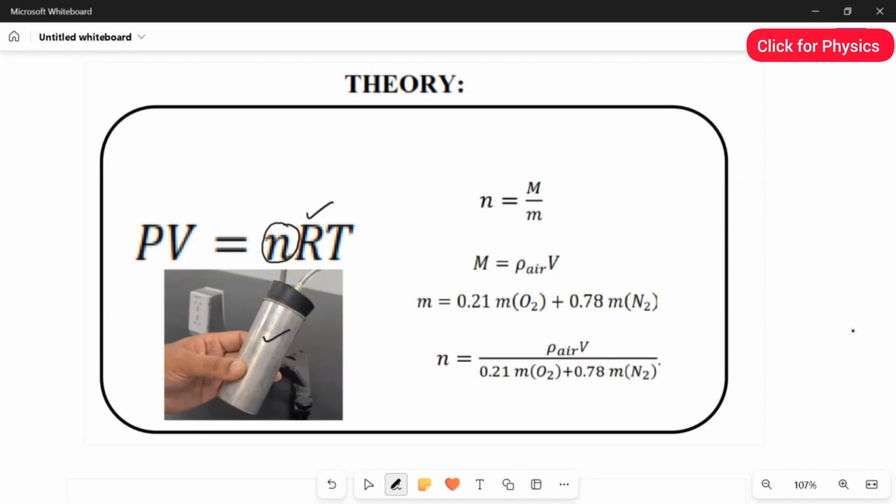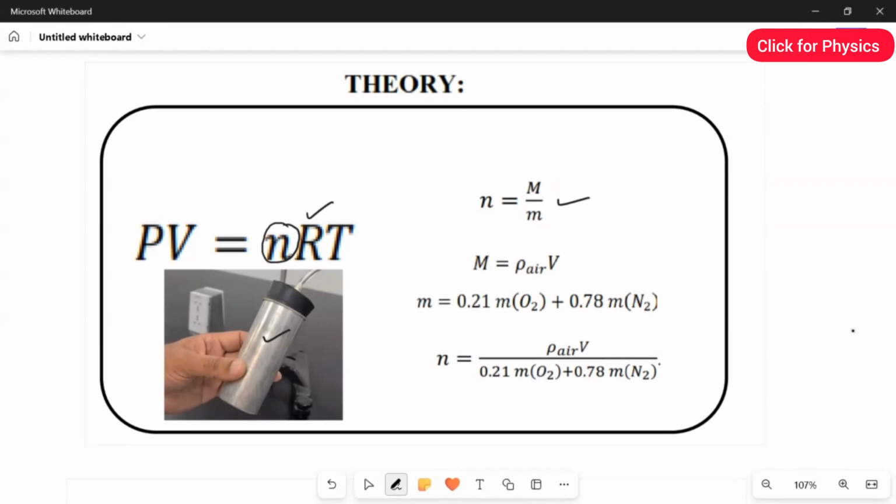For this, we are going to use this formula, where small n stands for the number of moles of gas, which is equal to the mass of the air divided by the molecular mass of the content of the gas. In the Earth's atmosphere, volume-wise, nitrogen holds the maximum percentage, and the second part is oxygen. So 78% nitrogen and 21% oxygen is the major part of the volume of the gas or air.